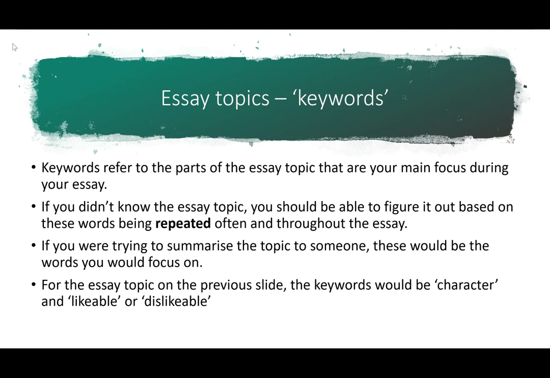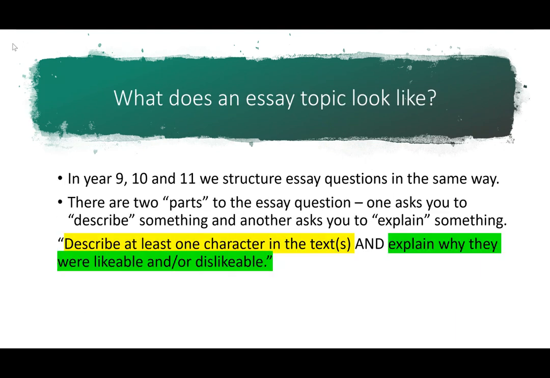Okay, so if you read a question, you think, what am I being asked to do? I'm being asked to talk about a character and why they're likable or dislikable. So those are my keywords. So as it says, for the essay topic on the previous slide, the keywords would be character and likable or dislikable. So look back at that question. I'm being asked to talk about a character and why they're likable or dislikable. So every paragraph in my essay should reference those words, character and likable, or character and dislikable, depending on what my argument is.